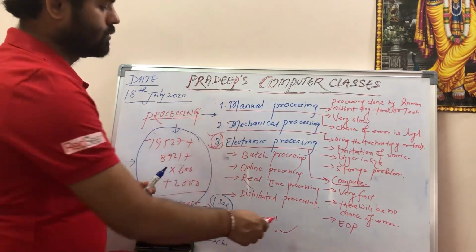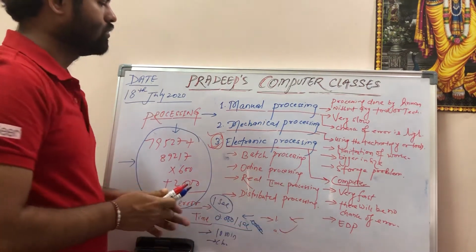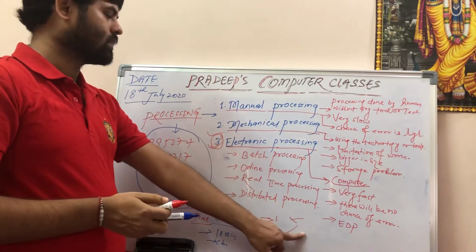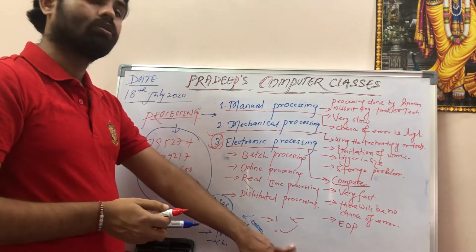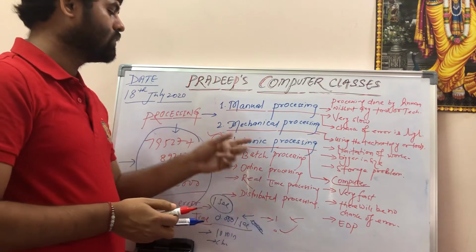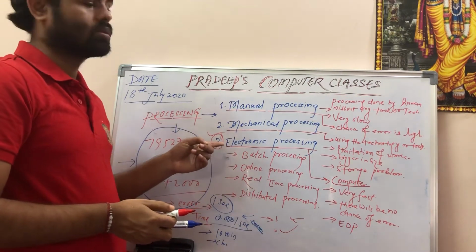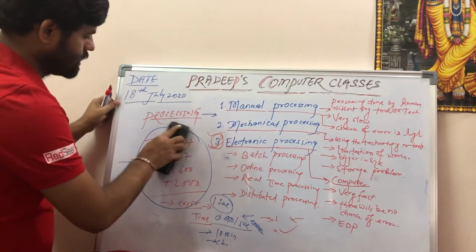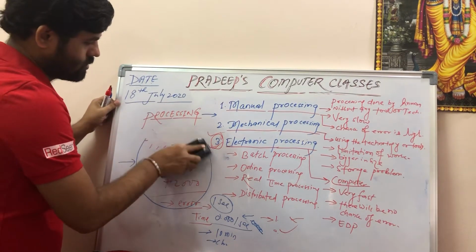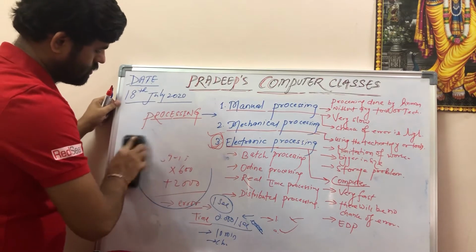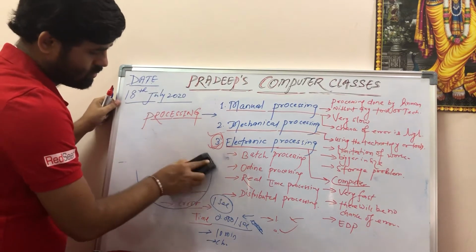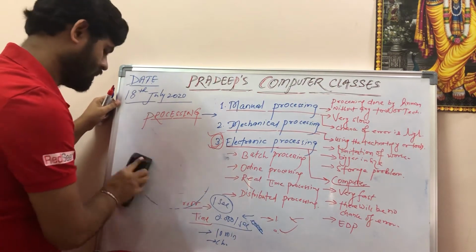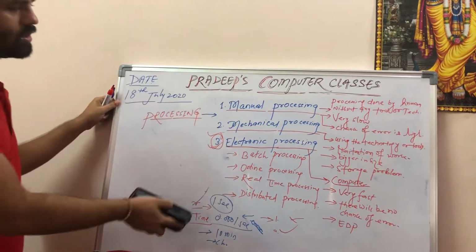The second question will be: which processing is first? First, manual processing; second, mechanical processing; third, electronic processing. What will you tick? You will tick manual processing is first. So let me write these questions here. I am just erasing this one. You can note it down if you want.